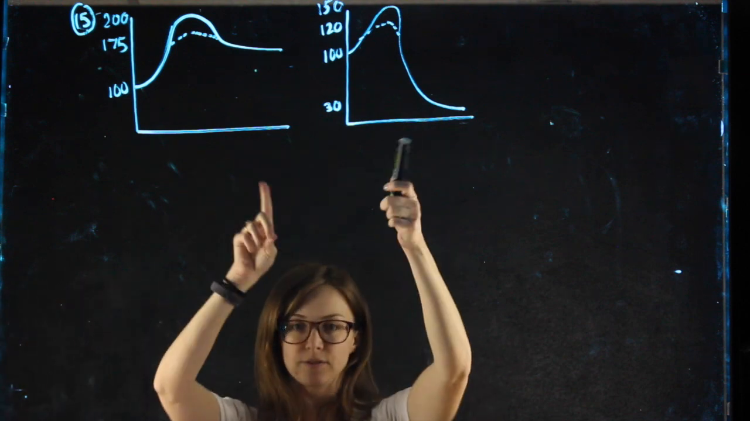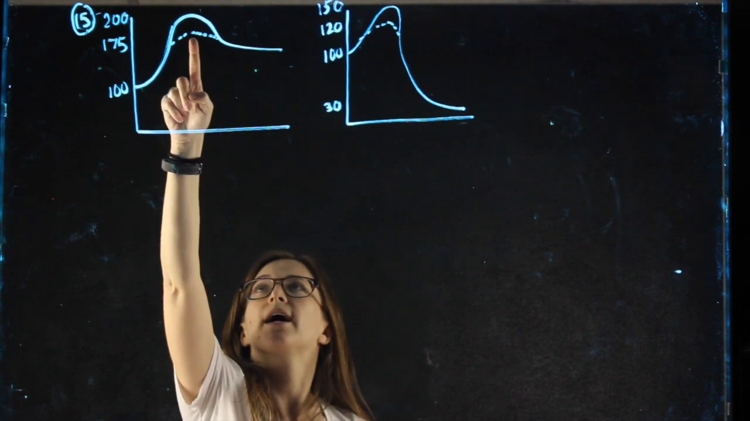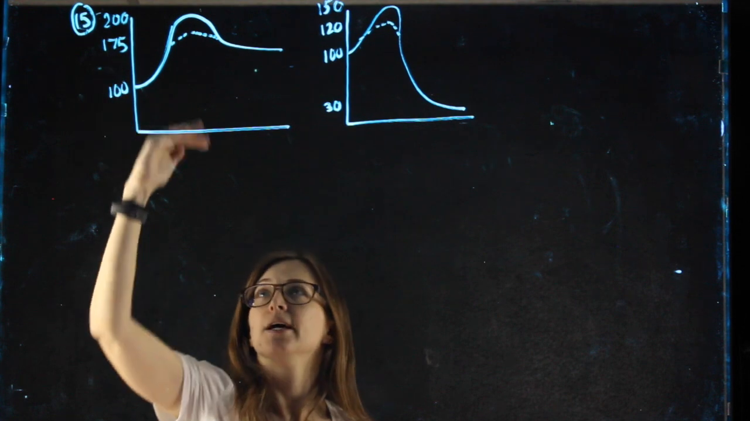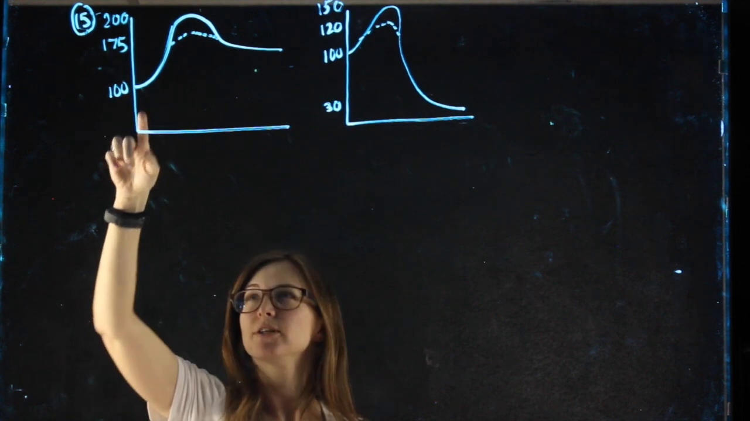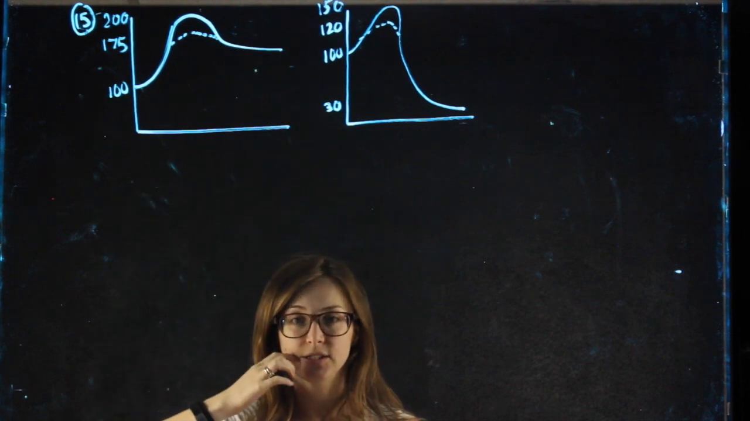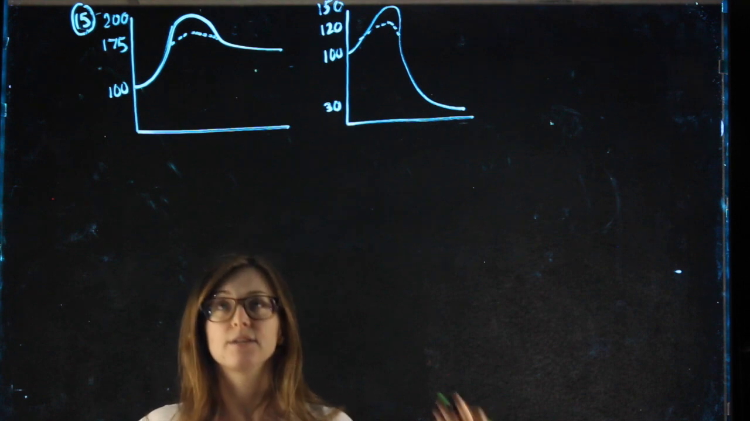Number 15 is really two different problems in one. I redrew the graphs and I wrote out what I saw as the top of the catalyzed line for this one. It was really halfway between 150 and 200, so that's why I estimated it at 175. The rest of these values were a lot easier to read off the chart. For both of them, the first thing I want to find is heat of reaction.